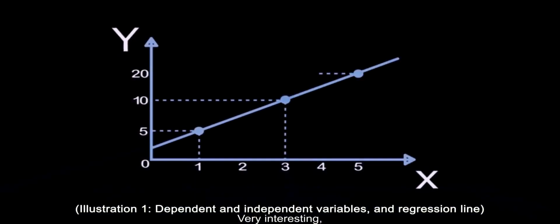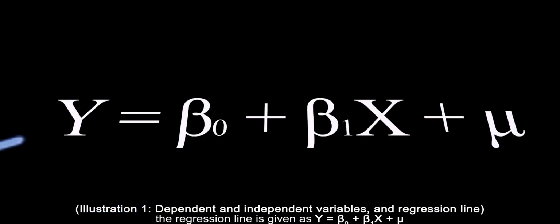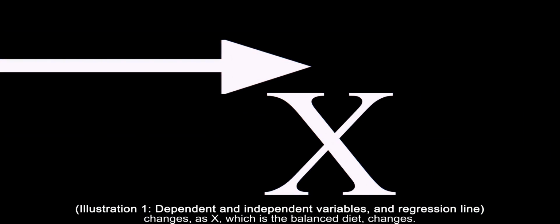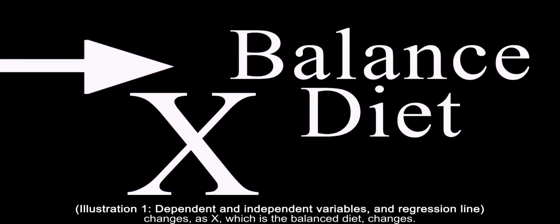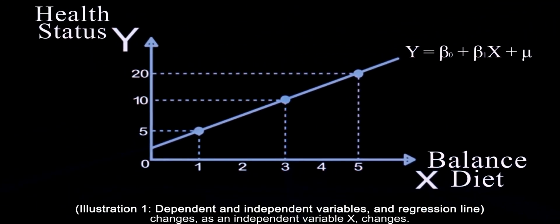Very interesting. The regression line is giving us Y equals beta naught plus beta 1 X plus nu. And it shows how Y, which is the health status, changes as X, which is the balanced diet, changes. So a regression line simply shows how a dependent variable, Y, changes as an independent variable, X, changes.